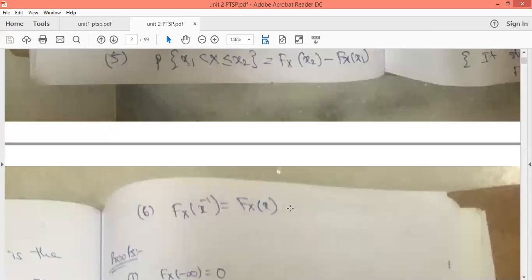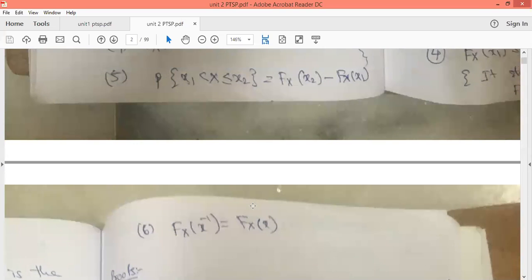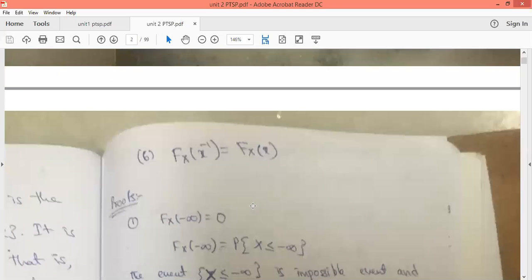We have one more property, that is F_X(x) inverse. F_X(x) inverse will always be equal to F_X(x). These are the six properties of distribution function. Now we'll discuss the proofs of these properties.